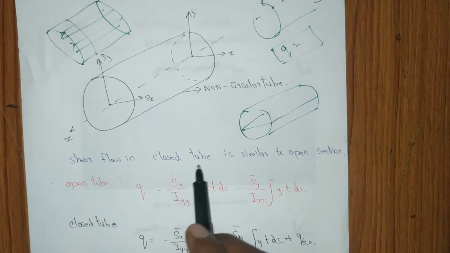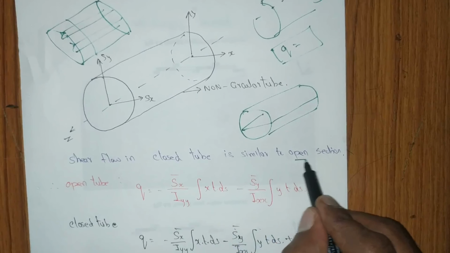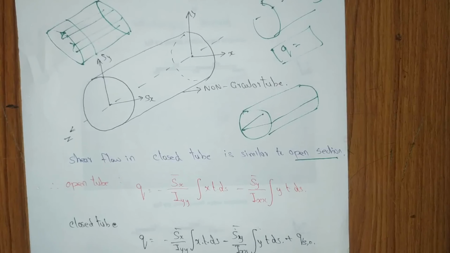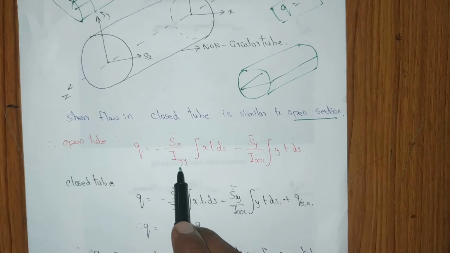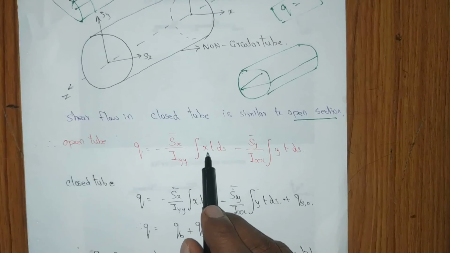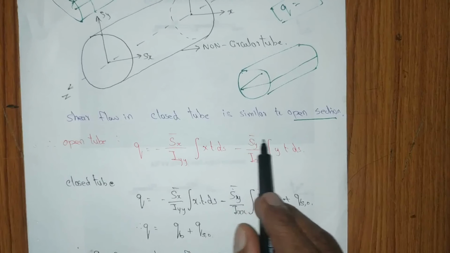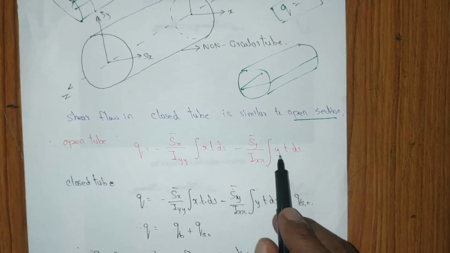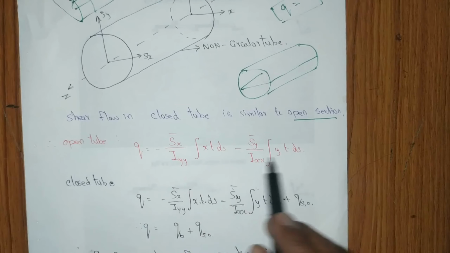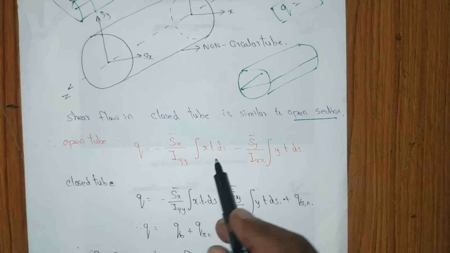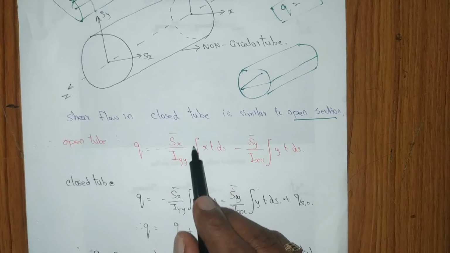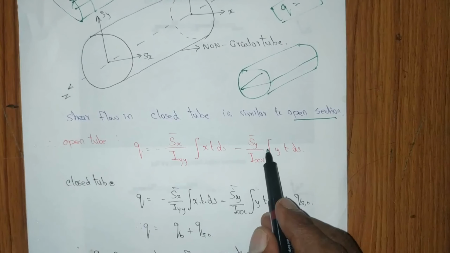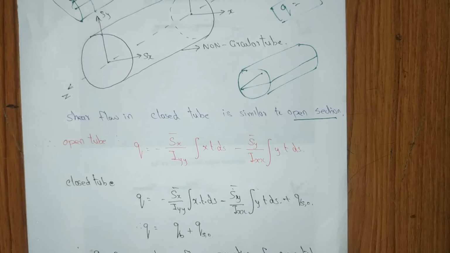Shear flow in closed tube or section is similar to the open section. The only thing is we need to cut it open and then solve. So we already know that for open tube, Q is equal to minus Sx bar by Iyy integral of x t ds minus Sy bar by Ixx integral of y t ds. This is for the common case. If you go for a boom or idealized structure, then this term will become summation of Ax and this term will become summation of Ay.